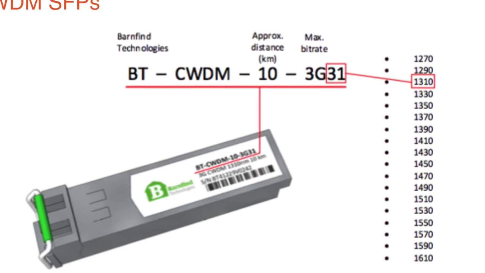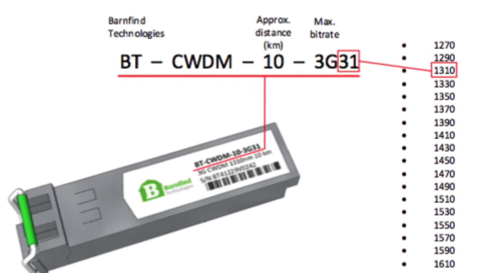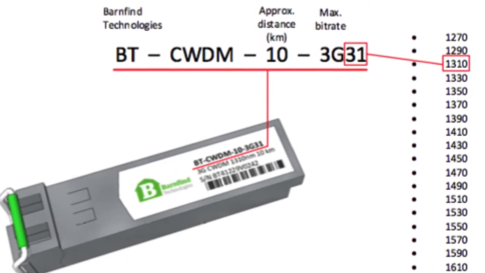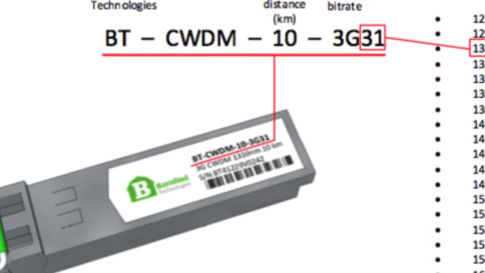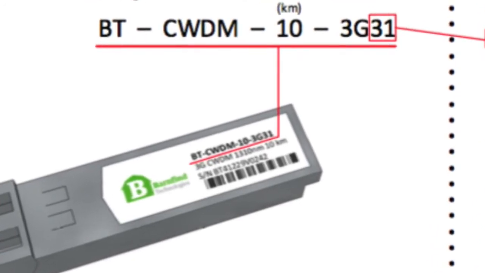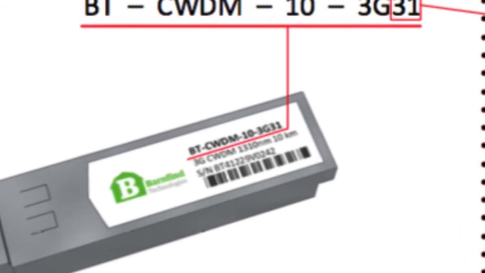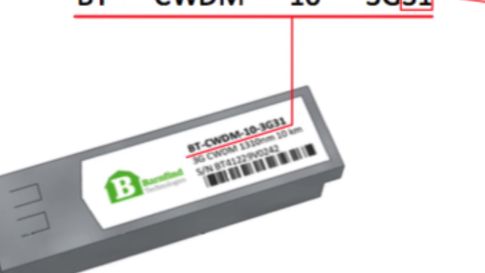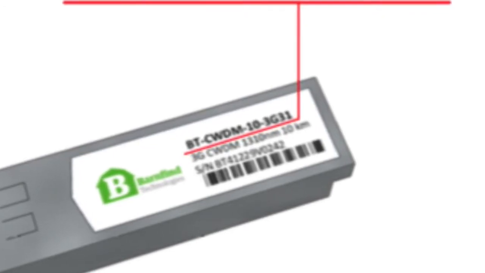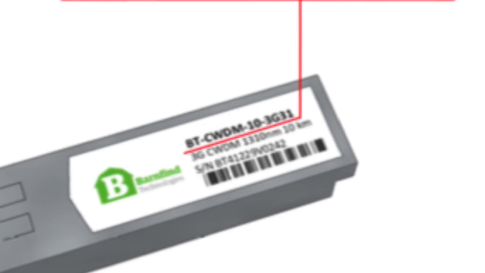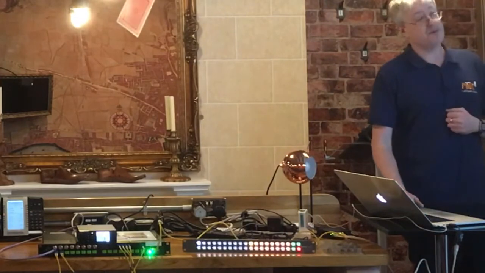If you look at the part number on Barnfind, you can see what the wavelength is of the optic, and you can see what distance the optic's rated to. I mean, in this case, it's 10 kilometers. That's just reflective of the signal to noise performance of the optic. And so by careful choice of optical SFPs, there's a bunch here, I'll send those around, you can have a look at those. You can then plan how you're going to populate your fiber, how you're going to send the wavelengths up and down the fiber.